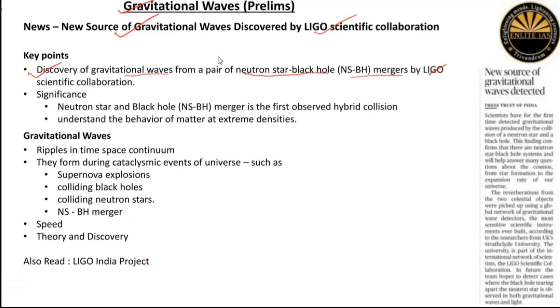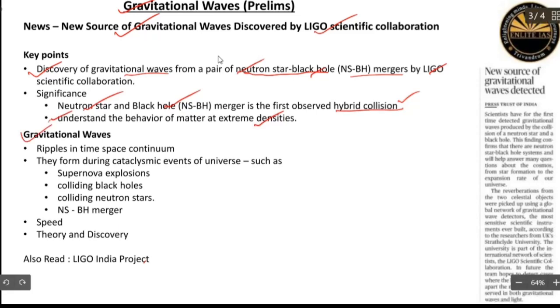Now, why is this news significant? Because it is the first time that we have discovered gravitational waves from a hybrid collision or a hybrid merger involving both a neutron star and a black hole. All the previous gravitational wave discoveries were either from a pair of neutron stars or a pair of black holes, or due to a supernova explosion. And we also believe that this new discovery would help us understand the behavior of matter at extreme density, as the bodies concerned, both neutron stars and black holes, involve matter at extremely high density.